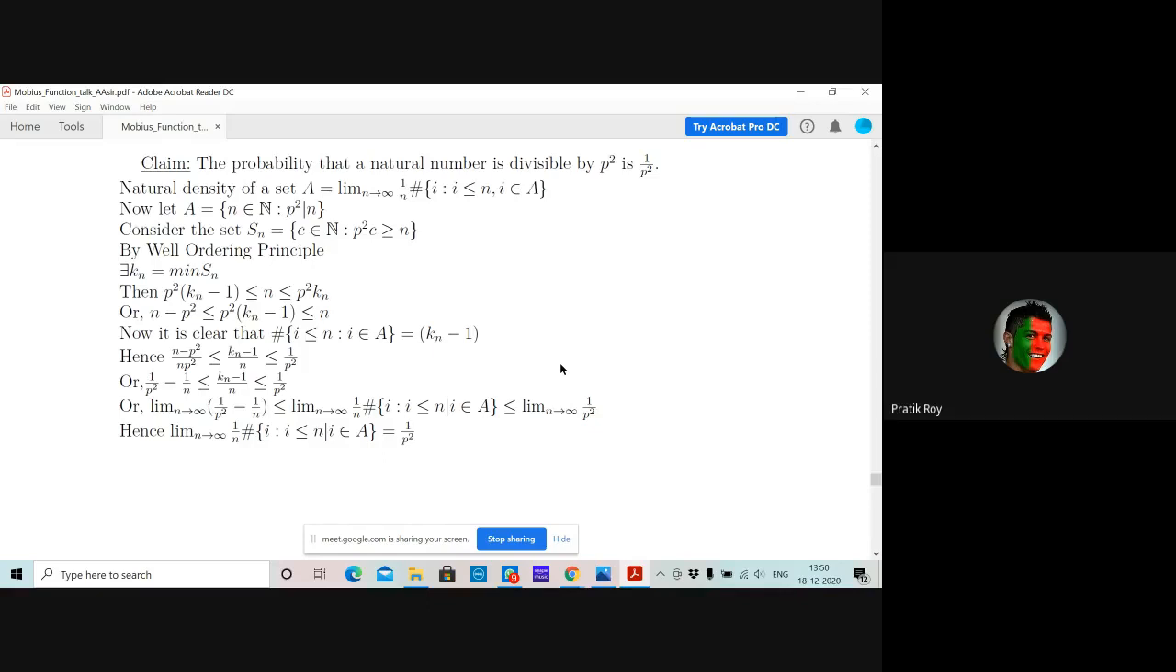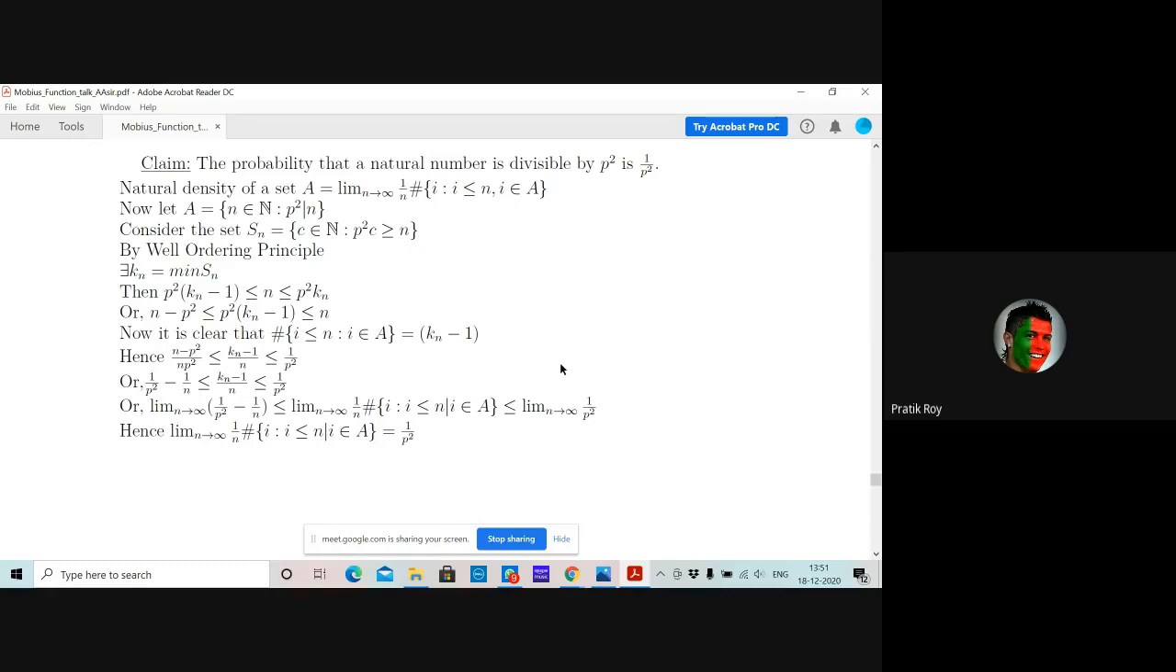So we see that kn minus 1 is nothing but the cardinality of the set, the m that I was talking about. That is the cardinality of the set which satisfies the conditions, that is, it is a multiple of p square and it is less than or equal to n, because we know that for kn, p square kn is greater than or equal to n. So that cannot satisfy the criteria. So up to kn minus 1 it is true. So kn minus 1 is the cardinality that I was talking about.